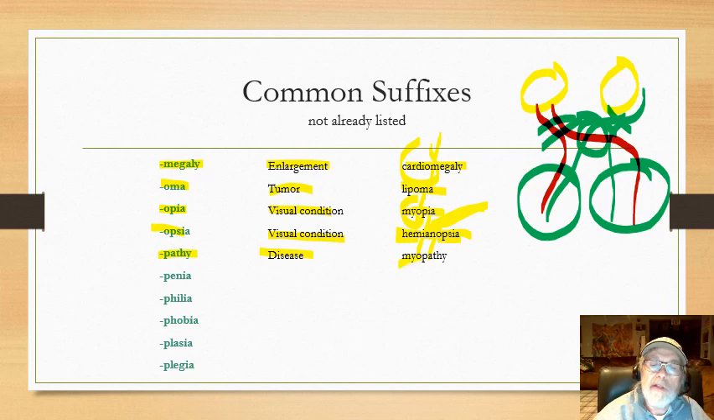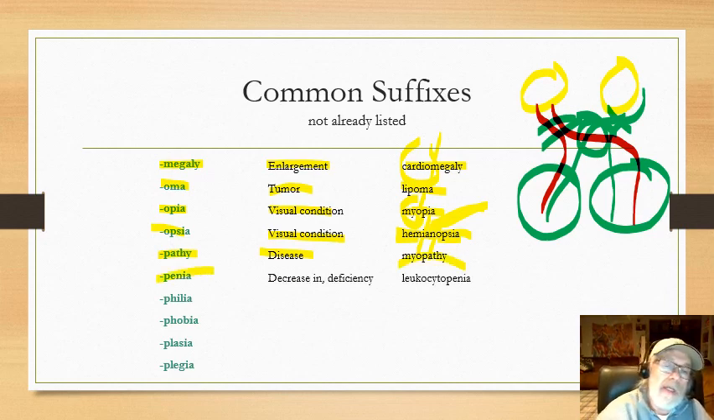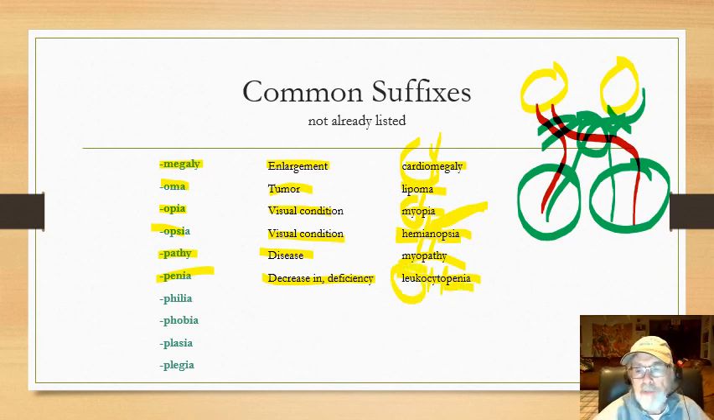Pathy, disease. We've had that: myopathy, a muscle disease. Penia is a decrease or deficiency. Leukocytopenia. Now we mentioned cyto before. Cyto means cell, and penia means deficiency. Leuko means white. When I have a low number of white blood cells in my blood, it's called leukocytopenia. See how these words come together? I mean, it's beautiful the way that this is all put together.